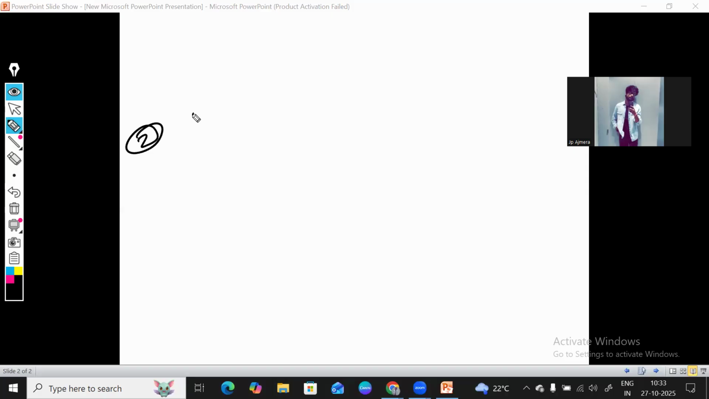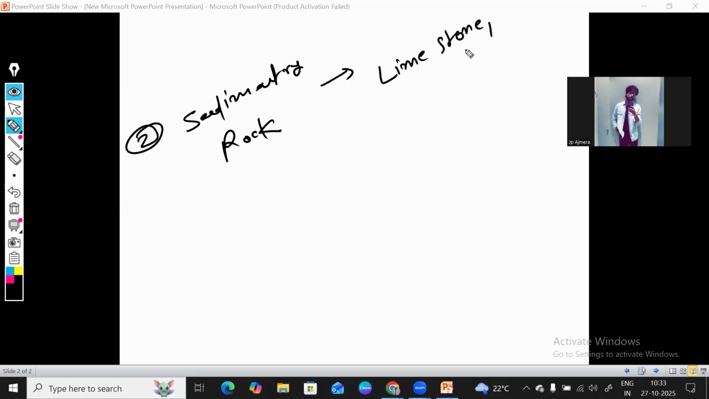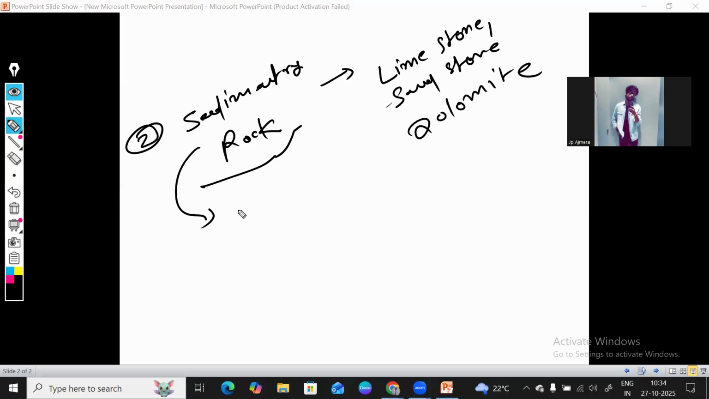The next rock is sedimentary rock. What are examples of sedimentary rock? That is limestone, then sandstone, then dolomite. These are the examples of sedimentary rock. What we need to know is that sedimentary rock is formed by the process of sedimentation.